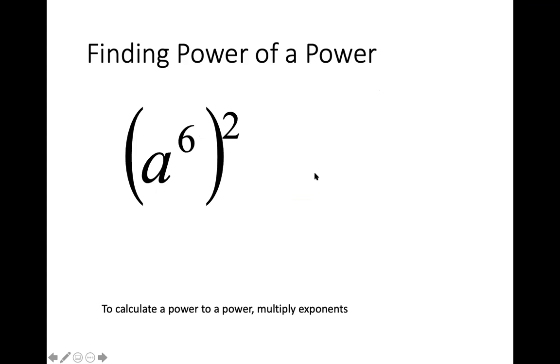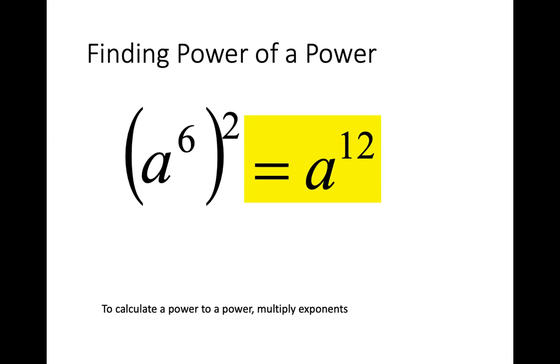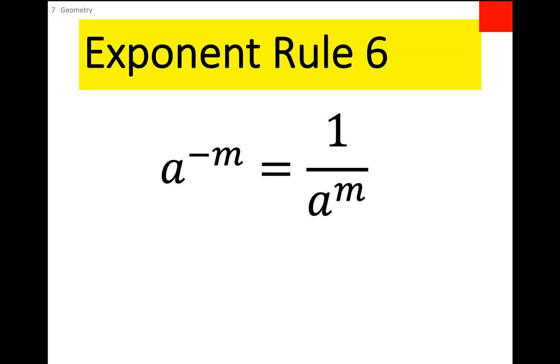This also works with variables. 8 to the 6 to the 2nd power would be 6 times 2, which would be 12. Oh, questions? Power to a power rule? No. And I believe this is the last one. This is the negative exponent rule. Okay, let's talk about negative exponents.